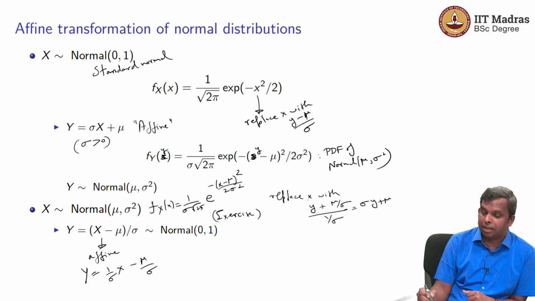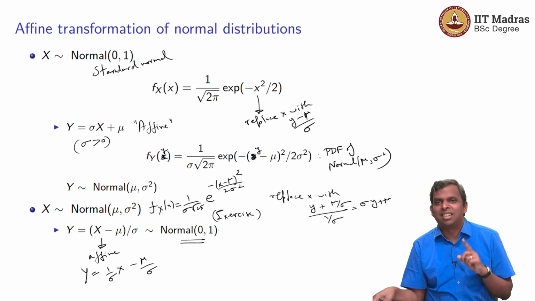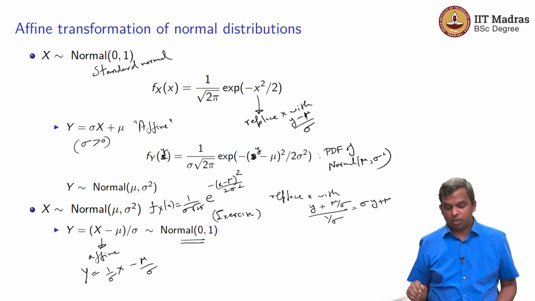You replace x with sigma y plus mu, you will see that plus mu and minus mu cancel, you will get sigma squared y squared, the sigma squared will cancel. And then you also have the 1 by mod a, right? So, 1 by sigma will cancel with the sigma, and you will get the normal 0, 1. So, it is a small exercise, try this and convince yourself that it is true.